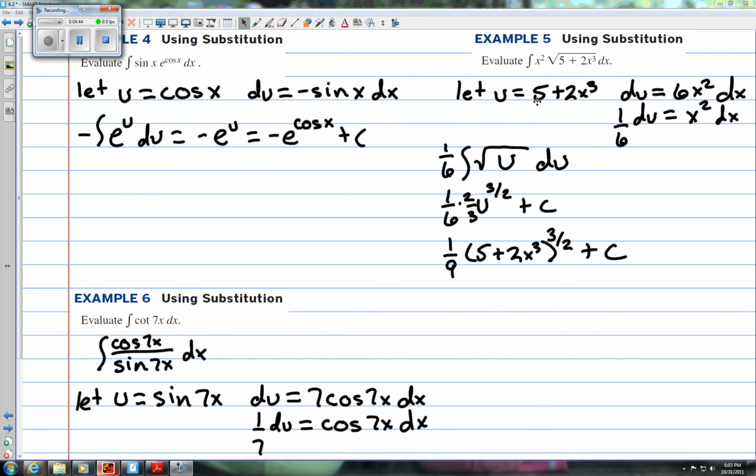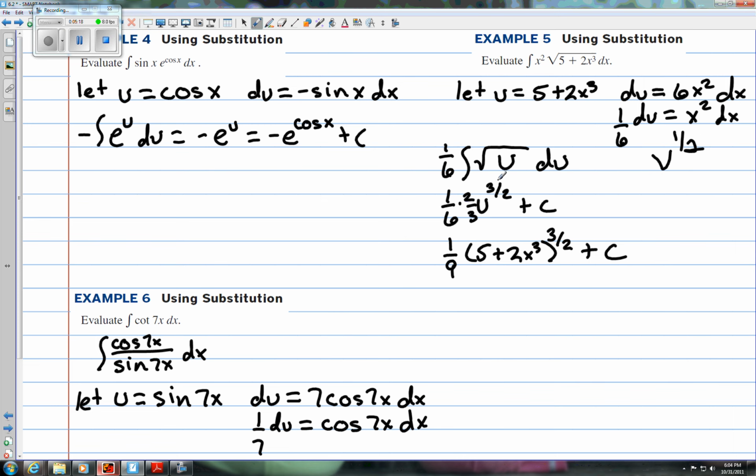Using substitution, we can replace 5 plus 2x to the third with u, and we can replace x squared dx with 1/6 du, and I've put the 1/6 out in front already. The antiderivative of u to the 1/2, let me write that so you can visualize that we're really taking the antiderivative of u to the 1/2. If we add 2/2 to 1/2, in other words, adding 1 to the power, we get 3/2.